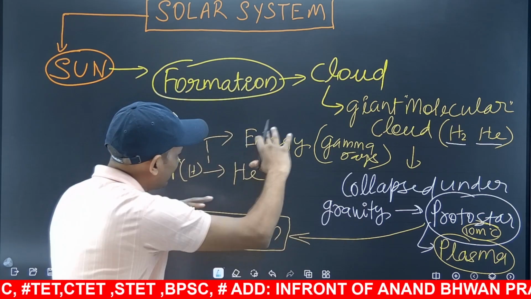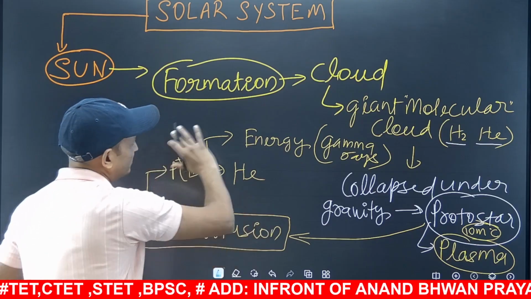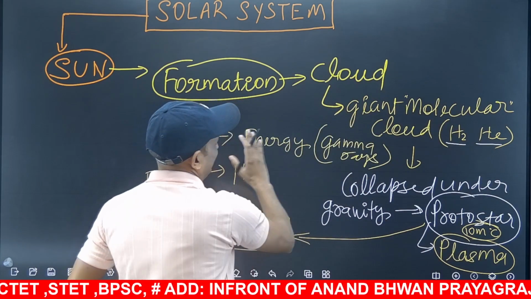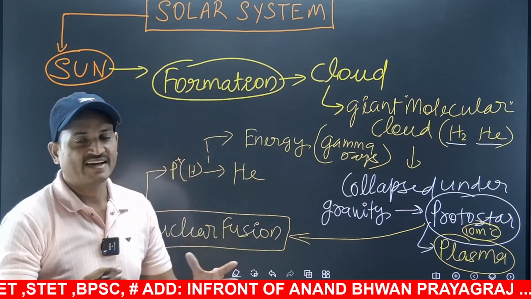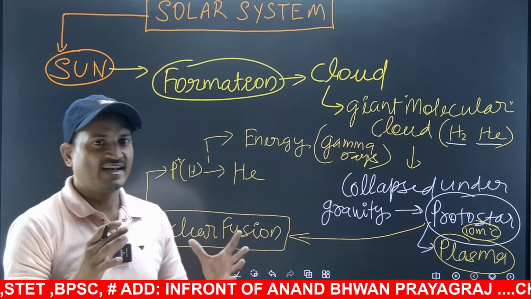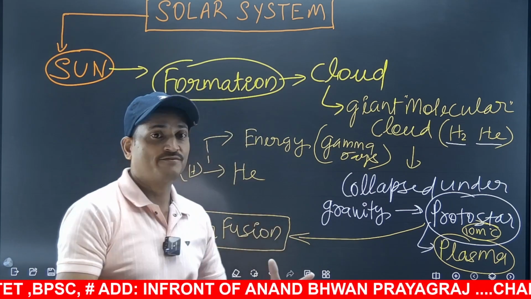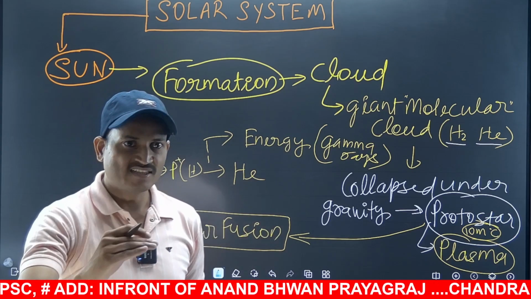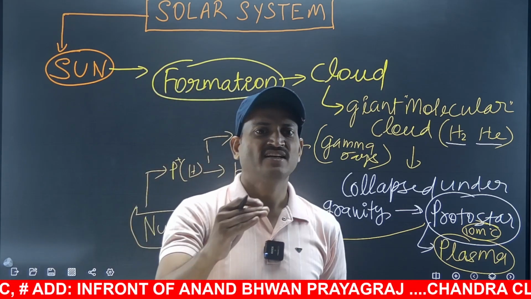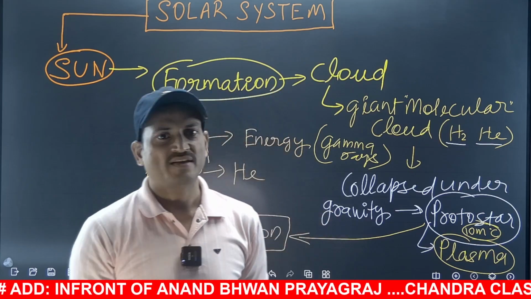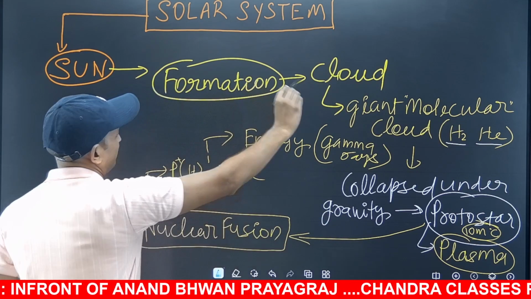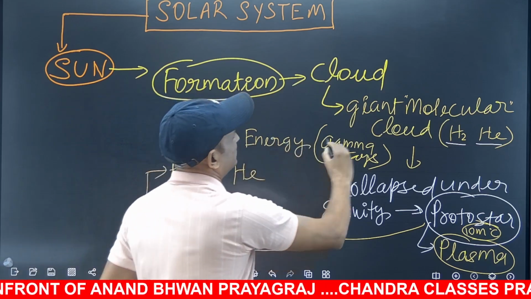So this is the overall process that gave birth to the sun, and the nuclear fusion started, and energy started getting generated in the sun, and it is the energy that we are getting on the earth as well right now, because this is the process which is going on in the sun, that is nuclear fusion. That's why we are getting all the energy from the sun. So that's how the formation of the sun took place from a giant molecular cloud.